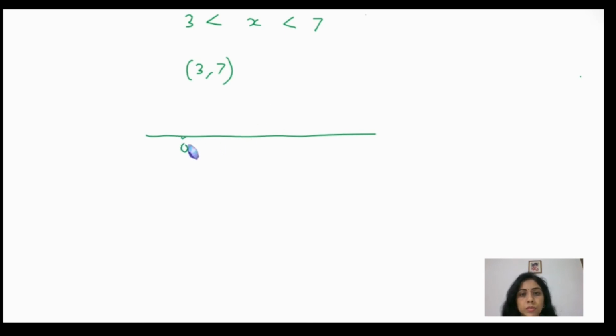So this is 0, this is 1, this is 2, 3, 4, 5, 6, 7, 8. Here 3 to 7, and we draw hollow circles on 3 and 7, because these are not included. So this is 3 to 7. This is our answer in three forms: one, two, three.